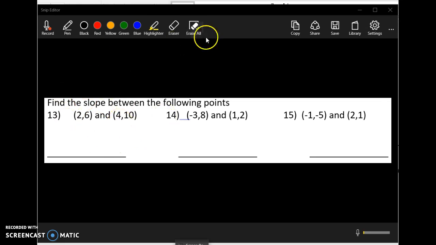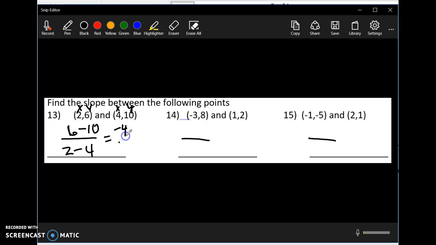Okay, so for this, we're going to find the slope between 2 points. If you remember before how you find the slope between 2 points, you just subtract the 2 y values on top and the 2 x values on bottom. This one would be 6 minus 10 over 2 minus 4. So again, x, y, x, y. That would be -4 over -2, which you could just say is 2 over 1.